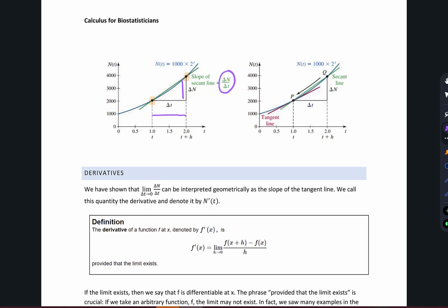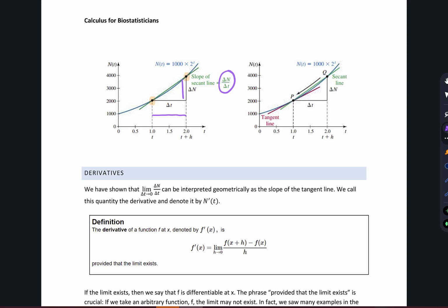Now remember, I might not just be interested in what my rate of change is between these 2 points, that secant line. Really what I might want to know is not how much the population is changing, but at what rate the population is changing at a particular time point. And if I'm interested in that rate of change at a particular time point, I don't want to look at the secant line, which goes between 2 points. What I really want to do is look at what is called the tangent line. That tangent line is at a single point.